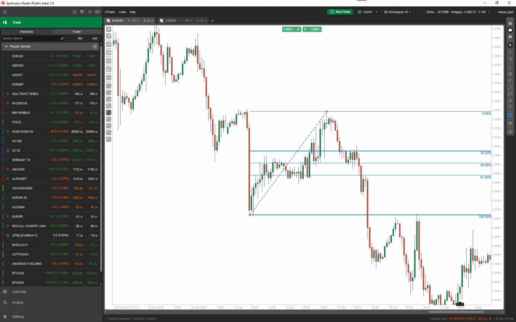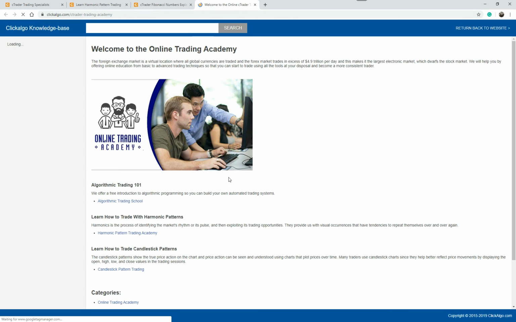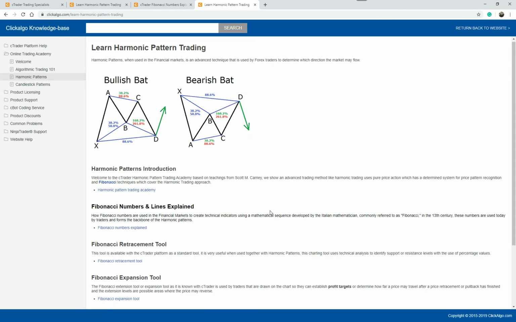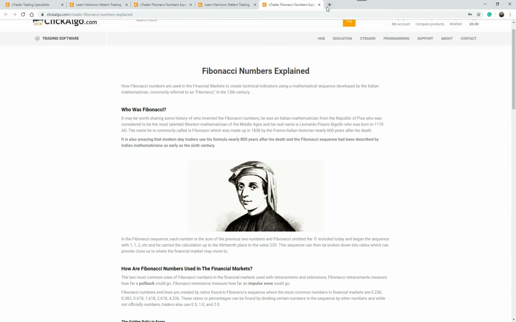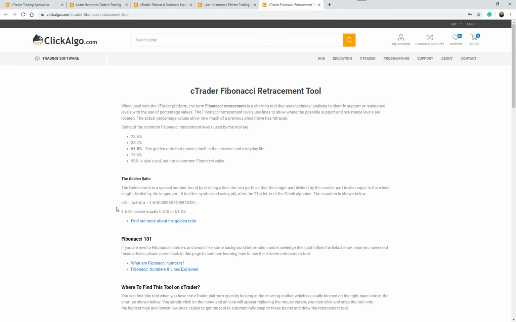And what I'm going to do is just go back to the page here and show you the information that we've got available for you on our education section. If you go to Trading Academy, we're slowly adding more content as we go along. But regarding harmonic patterns, we've got information about harmonic pattern Trading Academy, Fibonacci numbers explained. This page will tell you more about it. I think I just showed you that one. It tells you the retracement tool. So this is the page you want to look at for the retracement tool.